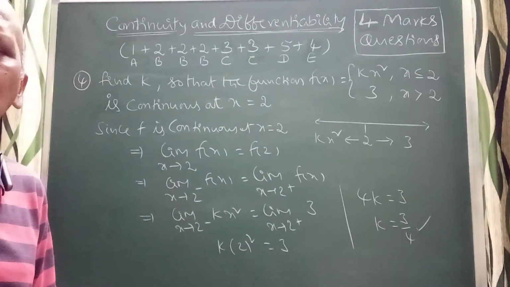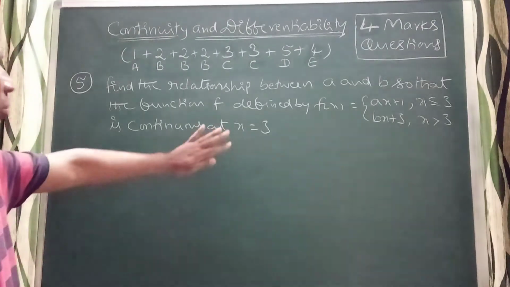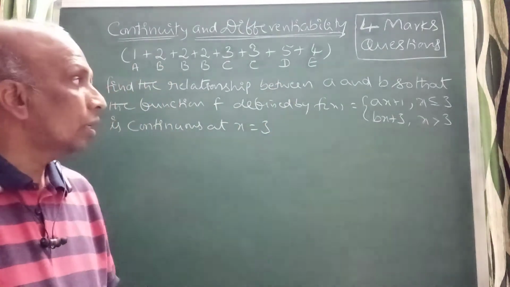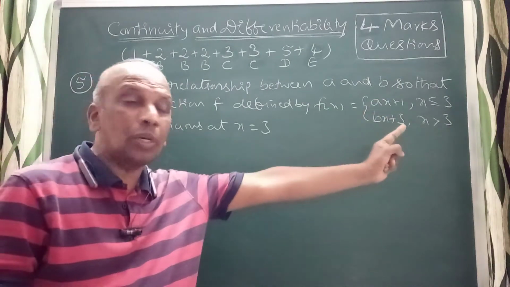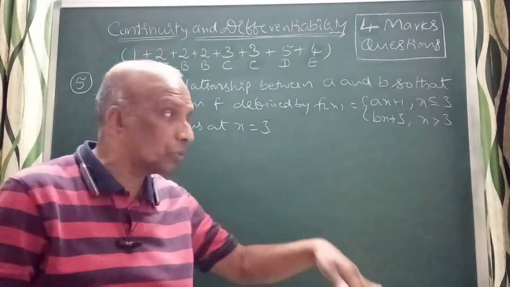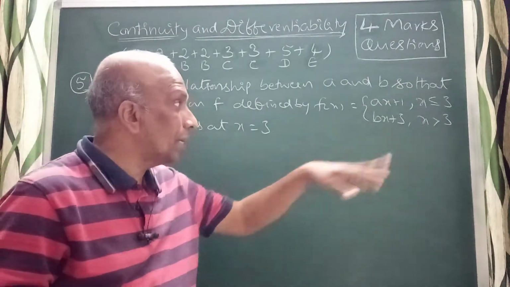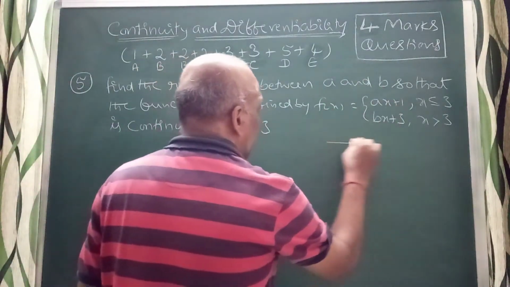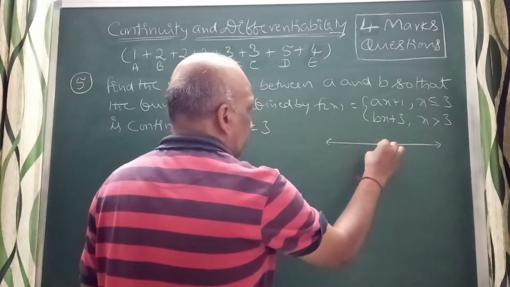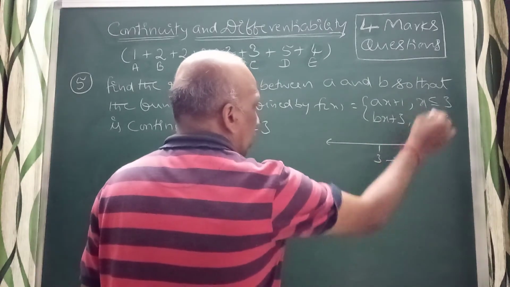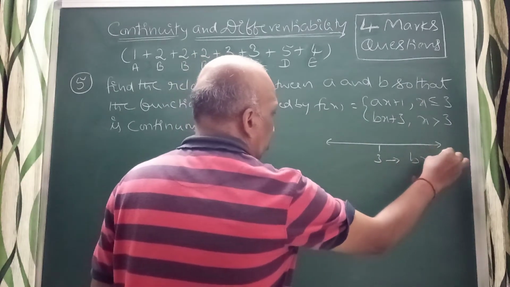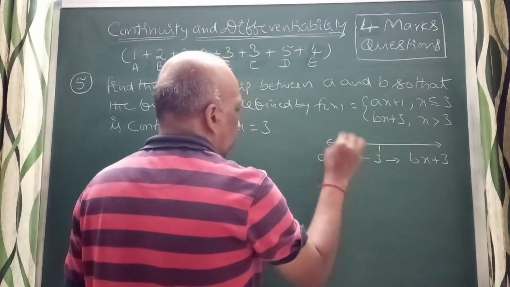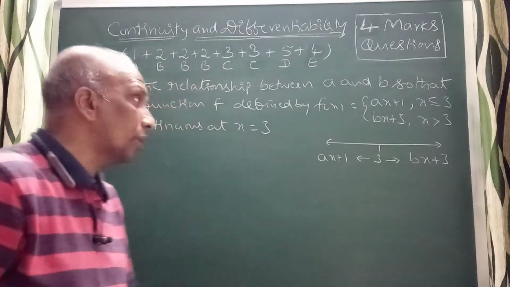I will explain the next problem. See, in this problem, they are asked to find the relationship between a and b so that the function f of x is ax plus 1 when x is less than or equal to 3, and bx plus 3 when x is greater than 3. Again, they are splitting the function, right? You observe here, right of 3 it is bx plus 3, left of 3 it is ax plus 1. So definitely you should use left limit, right limit.